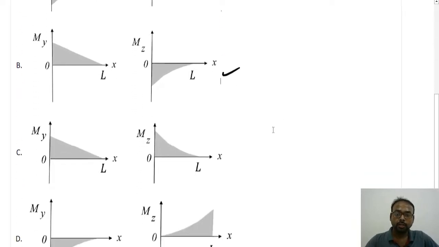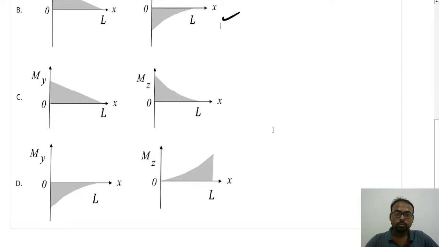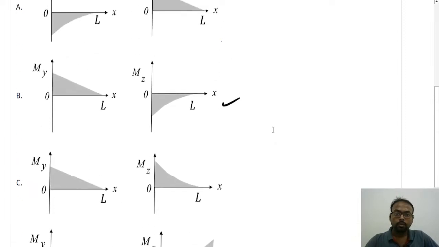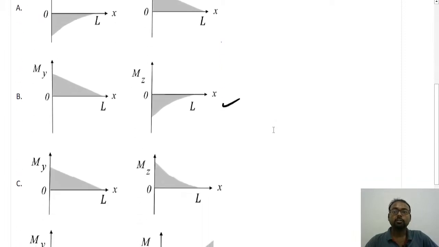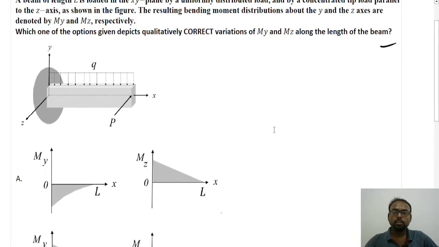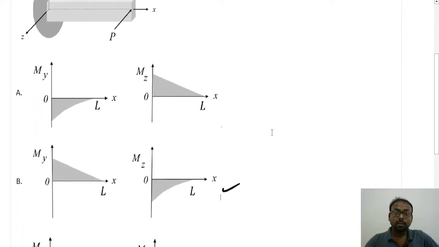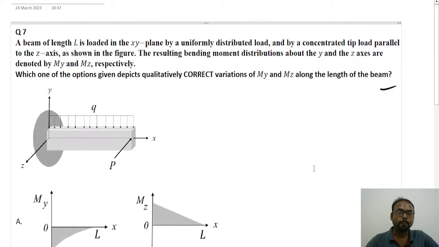Along with that, which other can be the right option? Here we can see that only option B could be the right one. Along with that, you see this point load which is acting horizontally. This will produce a linearly varying bending moment, and that will also be positive. So that's why option number B will be right here. So this question is very easy, and by looking at the figure we can solve it.